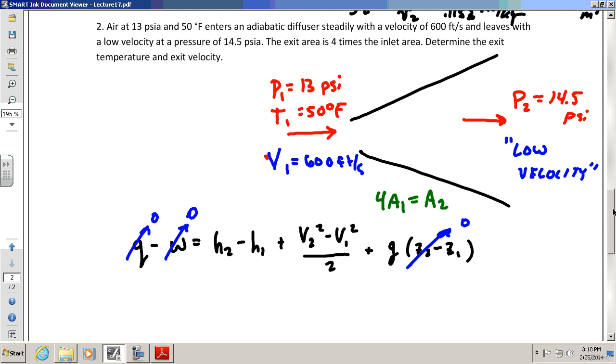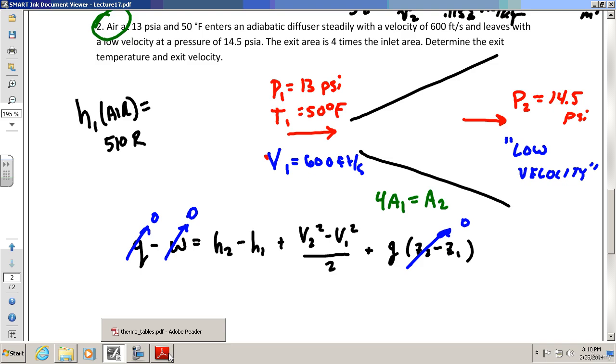Let me see what I can substitute here. Now this is air. Don't forget this is air. I'm given the temperature and pressure of air. Do you think I can get H1? Yeah, I think I can, right? So I think I can get H1 for air by looking at the tables. Now, air is given to me as 50 degrees Fahrenheit, but if you go to the tables for air, you've got to have it in absolute. That's the same thing as 510 Rankine. So let's go to our tables and look up H1 for air, 510 Rankine.